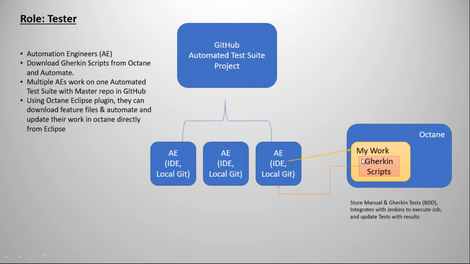Okay, so just highlighting the next steps from that big overview you saw at the beginning. In Octane, we create some Gherkin scripts. I've downloaded those into my IDE. I am now making some changes to this, which I'm going to push up to GitHub. So all of our testers can work locally, independently, but we can all work on the same automated test suite project, which we can see in GitHub and collaborate on with the tools that are available there.